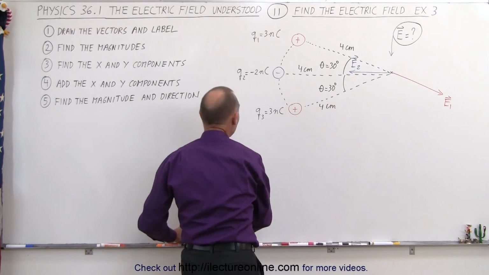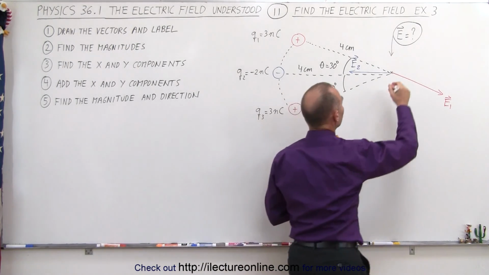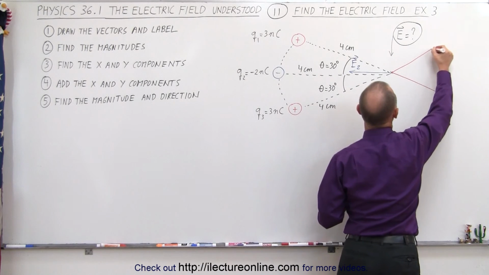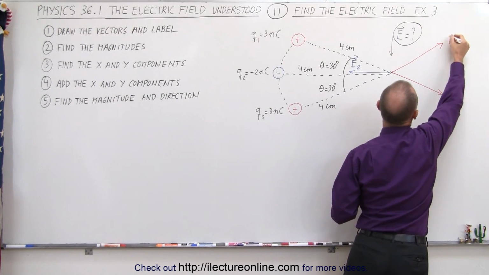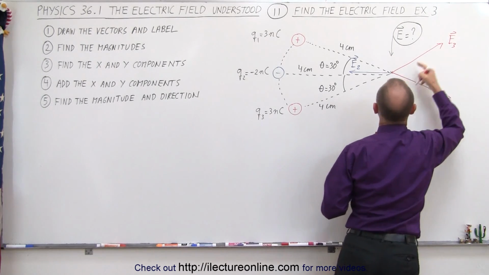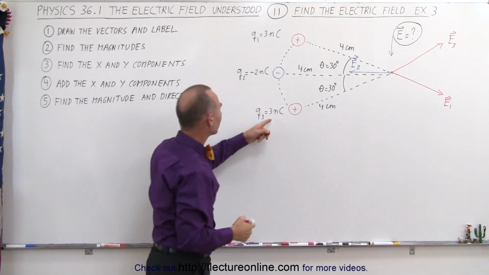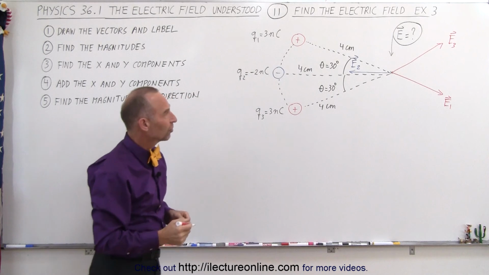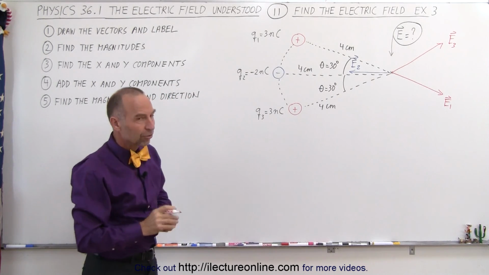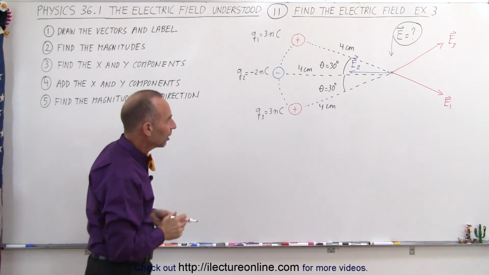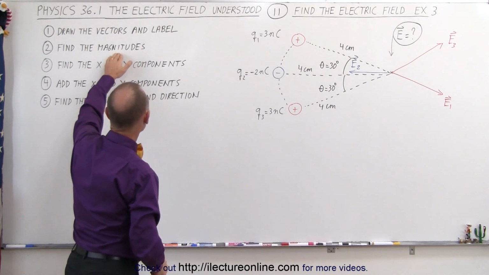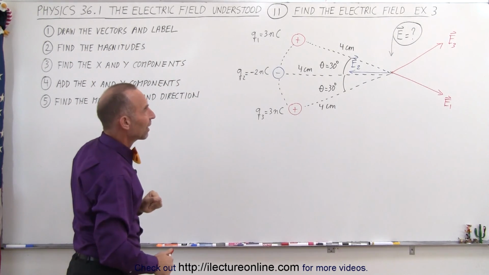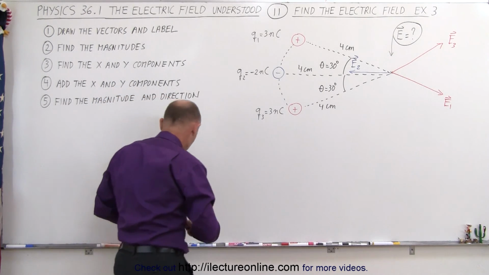And then finally we have E3, which now will be pointing in this direction. It should be the same magnitude as E1, because the distance is the same and the magnitude of the charge is the same. There's some symmetry there which will help us a little bit. But now the next step says to find the magnitudes of the three vectors, E1, E2, and E3.